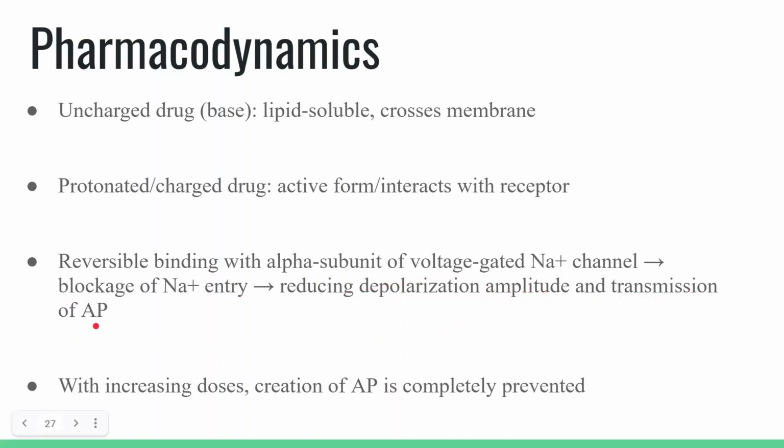So it will prevent the action potential from happening, and it will prevent the nerve transmission, the action potential, from actually moving to the central nervous system. It will prevent the transmission. With increasing doses, creation of action potential can be completely prevented. If we actually increase the dose beyond a certain limit, creation of action potential will be completely prevented. We have to be careful with the doses that we give the patient.